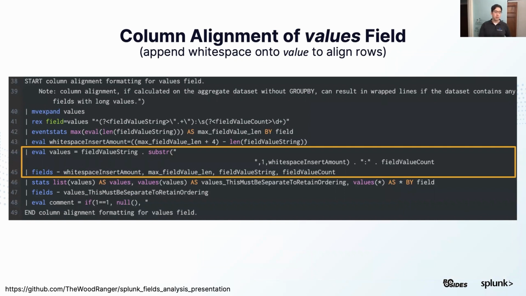Now that we have the dynamically determined white space insert amount to adjust each row, it's time to actually transform the individual value strings and individual value counts so that they align. We do this by leveraging the substring function and concatenating the different segments together to form a new combined modified values multi-value field.